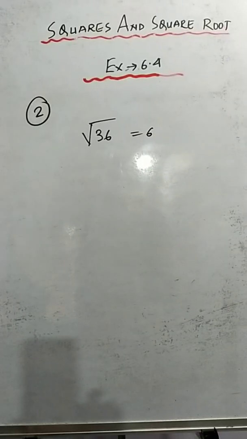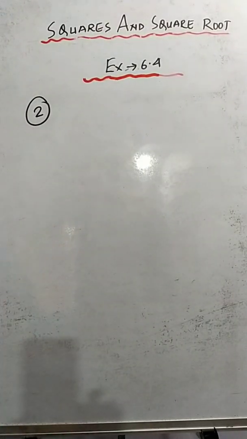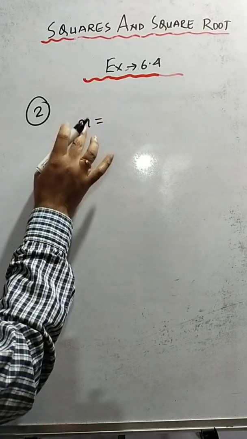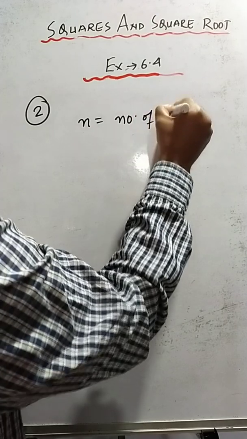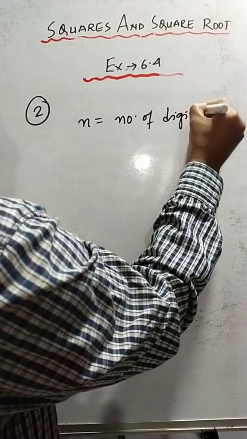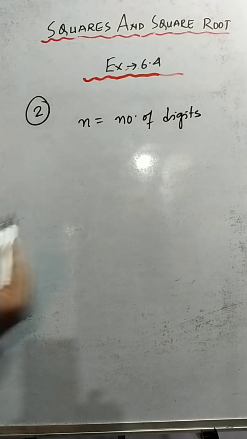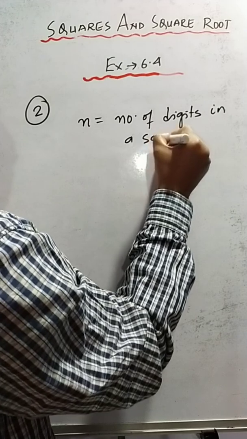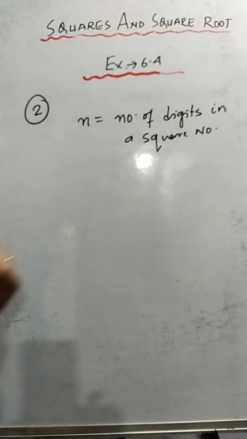So there is one particular way of doing it. The first thing that you have to consider, students, is n. n is very important. What is n? n is the number of digits in a square number. This is the first thing that is very important.